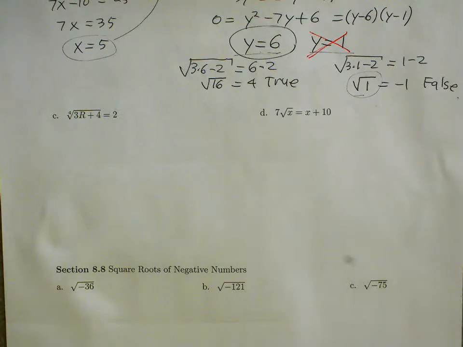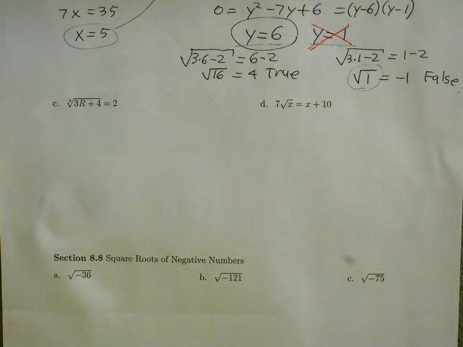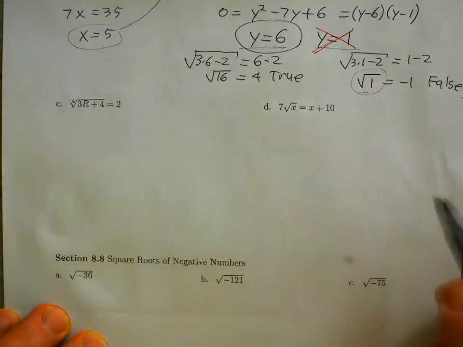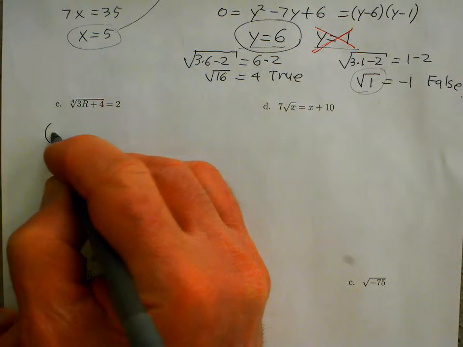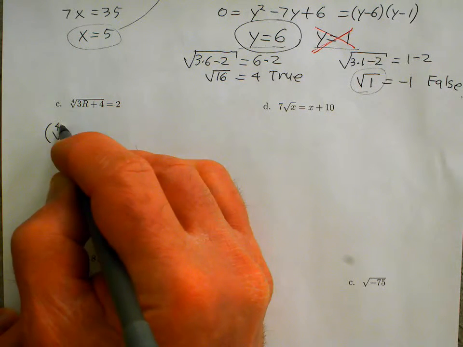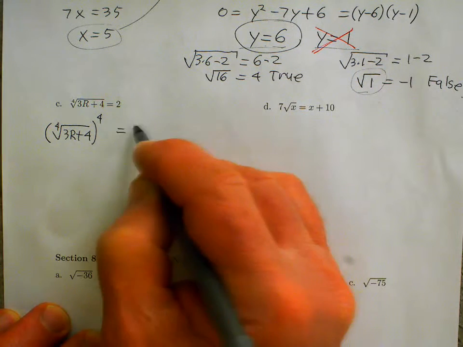Okay, in the next example, the fourth root of 3r plus 4 equals 2. We want to solve for r, but r is inside a radical with index 4. So to get r out of the radical, we have to raise both sides of the equation to the exponent 4. So the fourth root of 3r plus 4, to the fourth, equals 2 to the fourth.